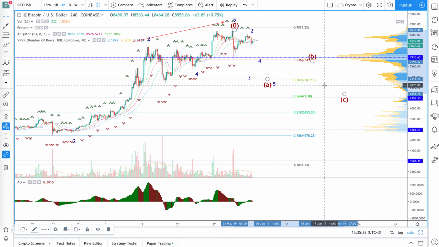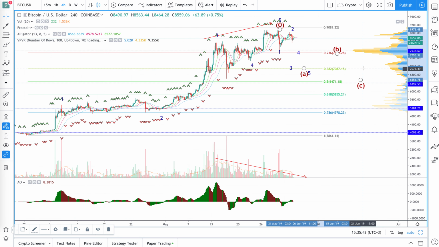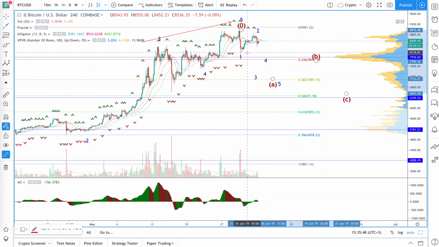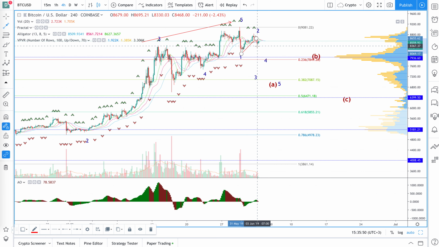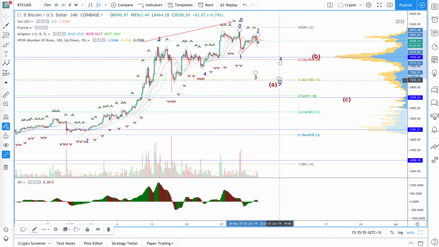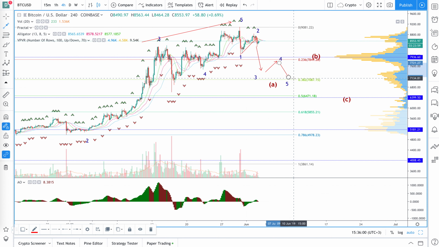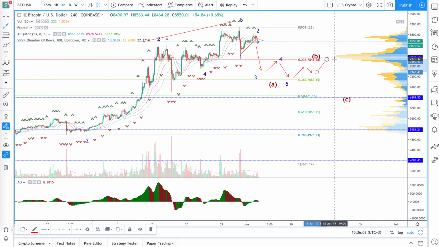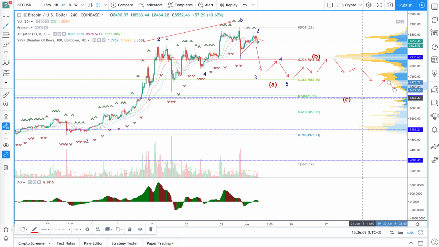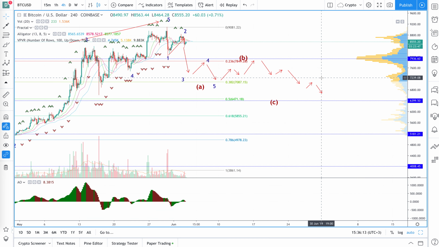And this would be a very suitable correction to carry on the further growth of Bitcoin. So if I would just roughly draw it with the arrows, this will look something like that. I'll just move number 4 and 5. So something like that. Then it's going to go up, and then again 5 waves down. So something like that. And in terms of the time, it will be roughly within a month scale.